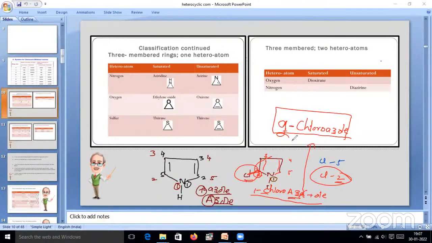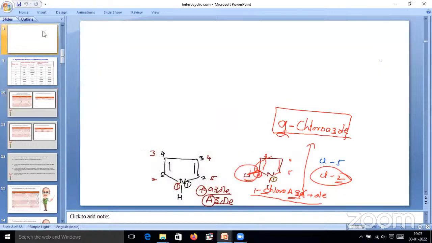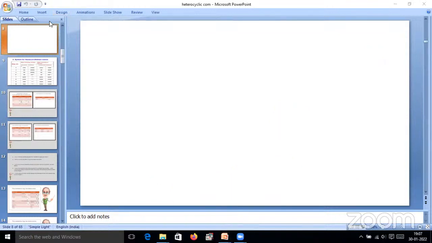Suppose we have more than 2 heteroatoms. If the question comes like this, write the IUPAC nomenclature for the following given compound. Suppose this is the heterocyclic system. Write the IUPAC nomenclature for the given compound.